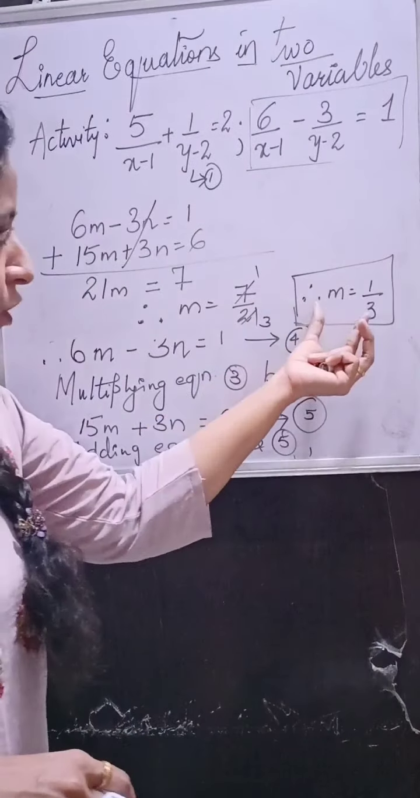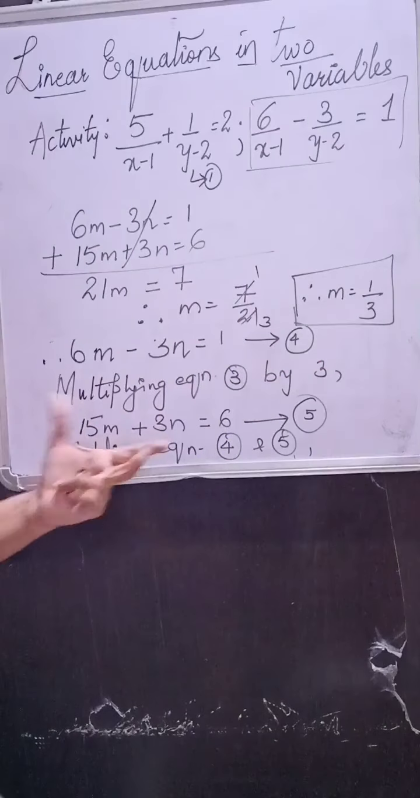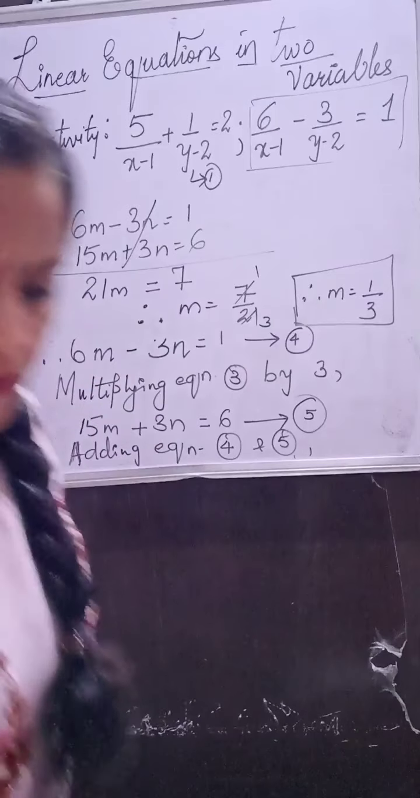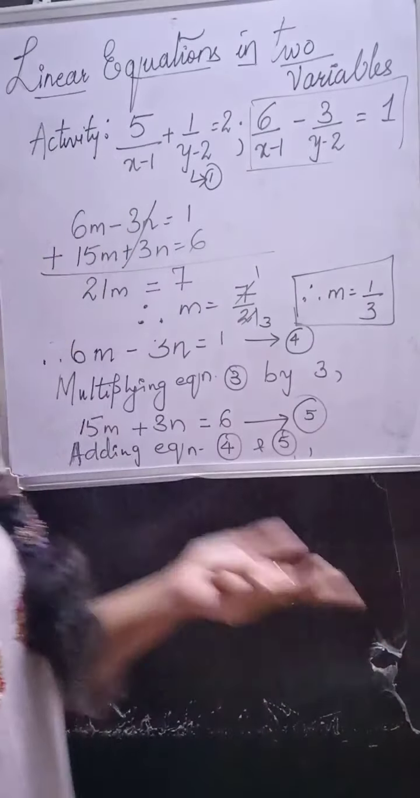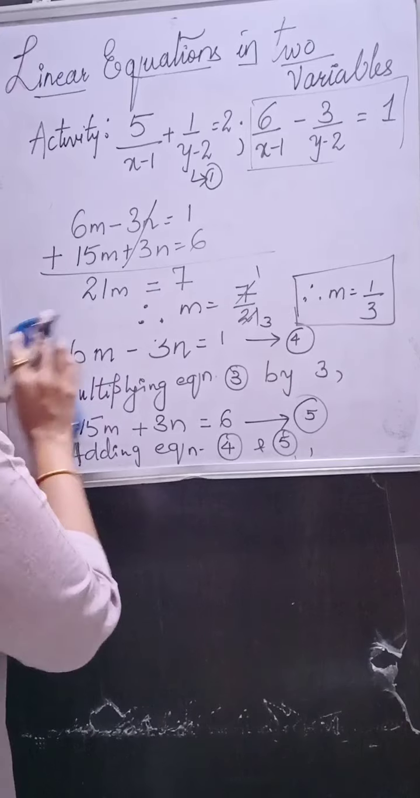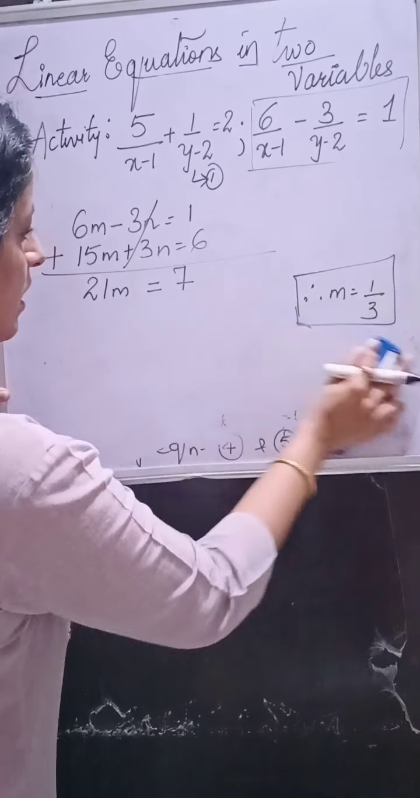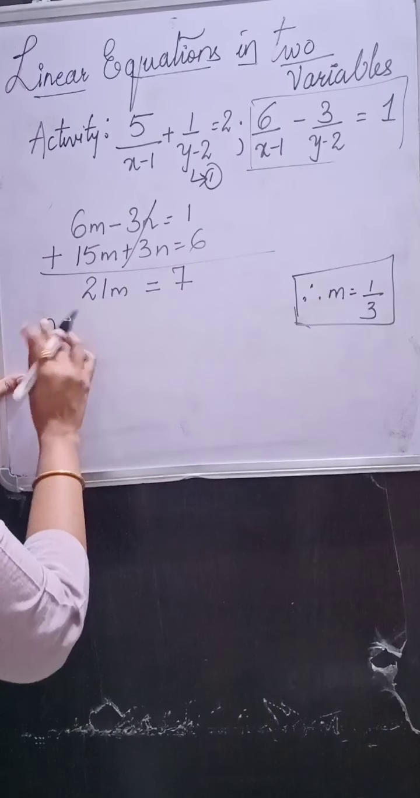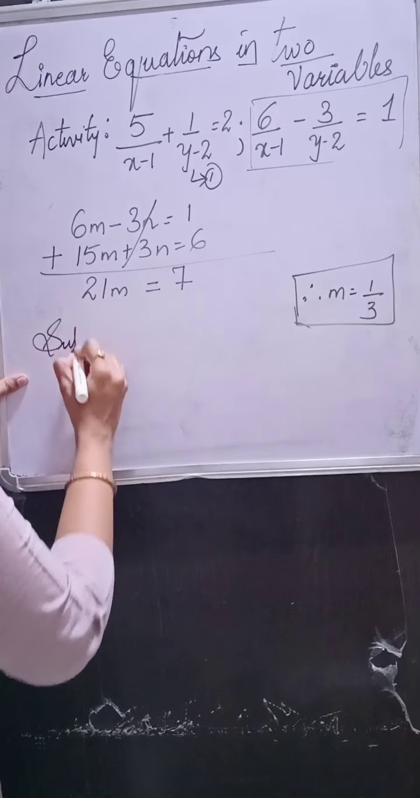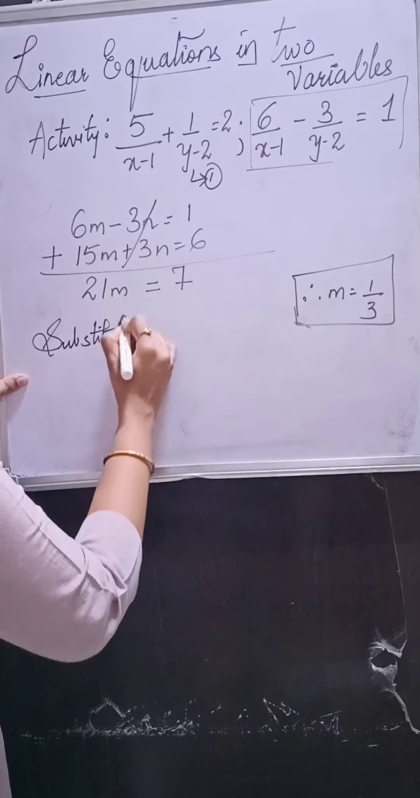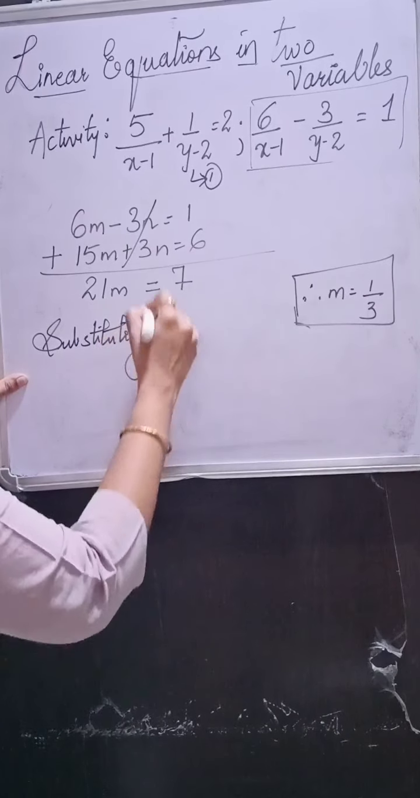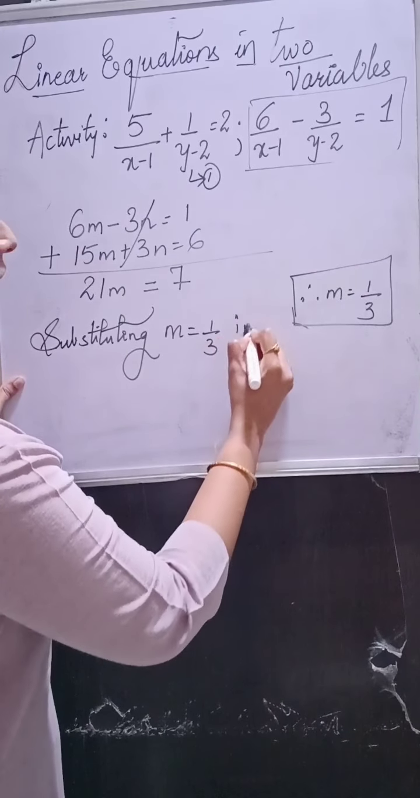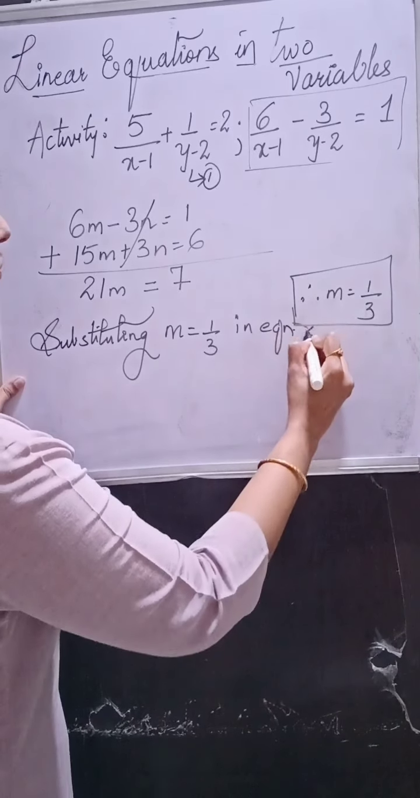Similarly, now put the value of m is equal to 1 upon 3 in any one equation. I'll put it in this equation, that is equation number 4. If you want, you can put in equation number 3. Get the answer. Write down. Substituting. Write the steps proper, clear in good handwriting. Substituting m is equal to 1 upon 3 in equation 4. Okay.